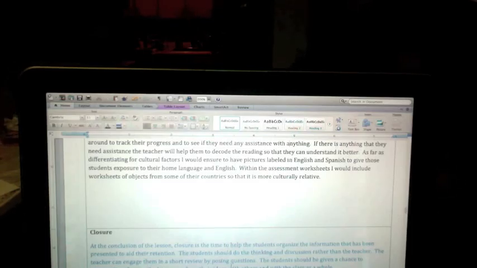Again, for my students that have IEP goals, it would definitely be discussed prior to this lesson plan. That way I know what I need to do to reach their goals. I would discuss this with a special education teacher. As far as differentiating for cultural factors, if I have any students in my room that are from different countries, or Spanish speaking countries, I would try my hardest to label everything in English and Spanish. The assessment worksheets, where I work with the students on the rug area, I would try to incorporate some pictures of things that are familiar to them from their culture.